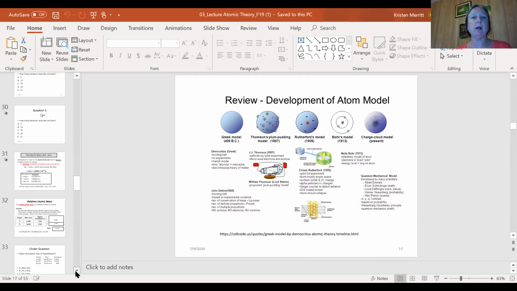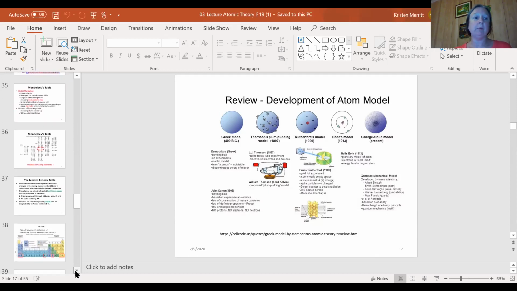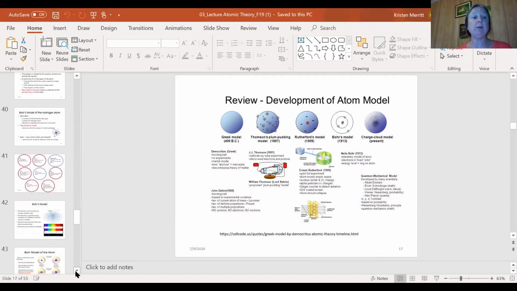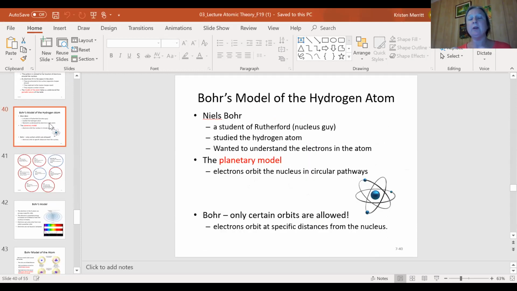Came Bohr's model, the planetary model, which says the electrons are circling around the nucleus in specific fixed orbits, just like our planets around the sun. They're not randomly placed in there. They're not just whirling around wherever. They actually have specific set orbits that they travel in. And until the quantum mechanical model that we use now, that was the model used.